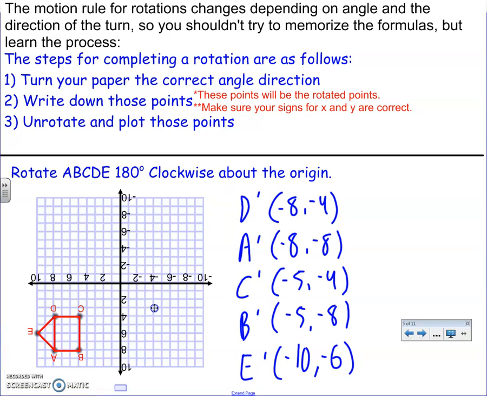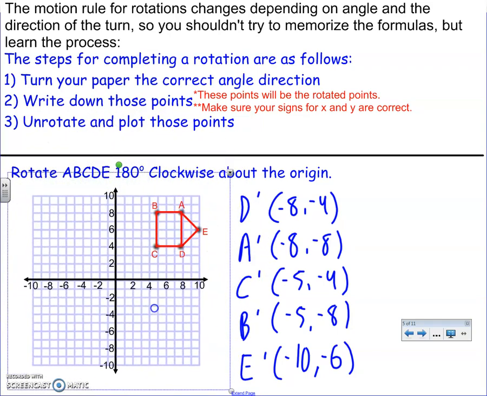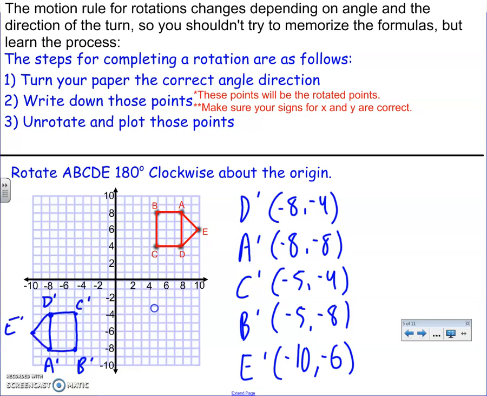But it's nice to be able to draw it back, so I'm going to rotate it back. And then plot those points. Negative 8, negative 4 is right here. That was D prime. Negative 8, negative 8. That was A prime. Negative 5, negative 4. C prime. Negative 5, negative 8. B prime. Negative 10, negative 6. E prime. If I connect everything, it's the same shape like it's supposed to be. So that's good. Then you can find the side of it. Basically, rotating starting in quadrant 1 and then quadrant 3, we rotate at 180 degrees.